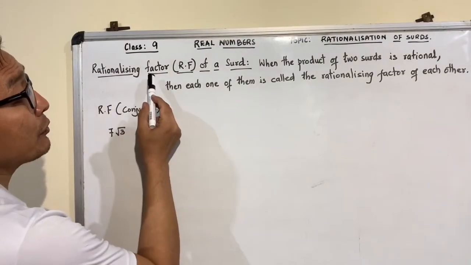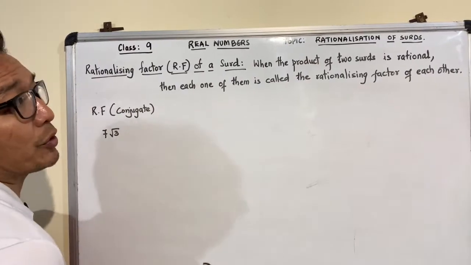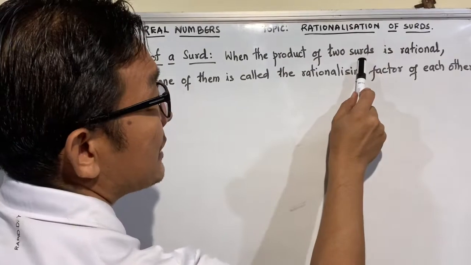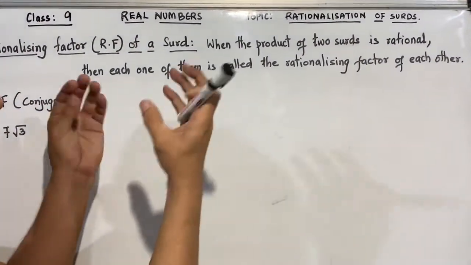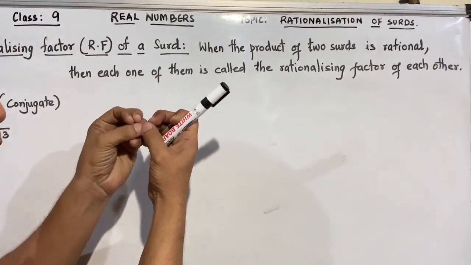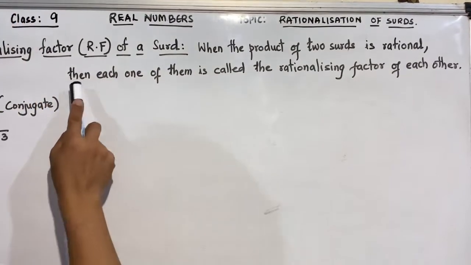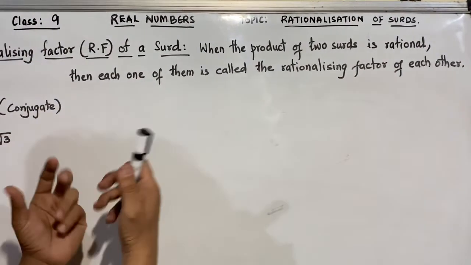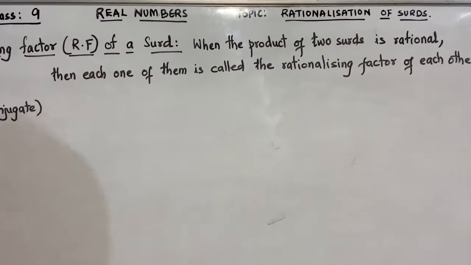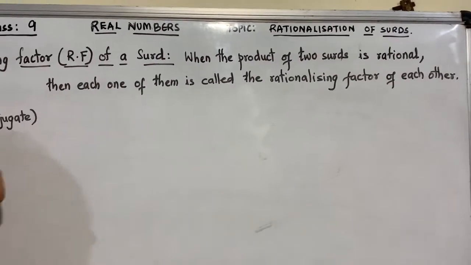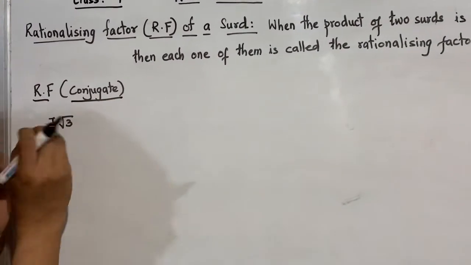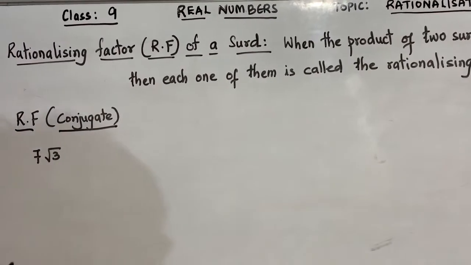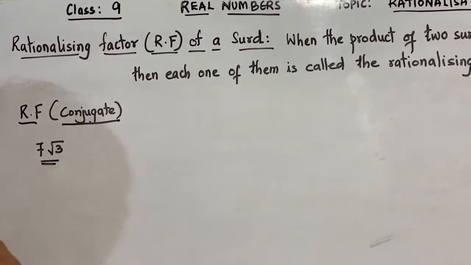So the rationalizing factor of a number: when the product of two irrational numbers is rational, then each of them is called the rationalizing factor of the other. Rationalizing factors are also called conjugates. We take the simplest form.